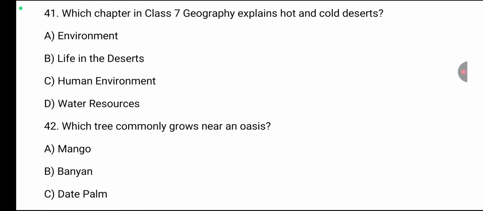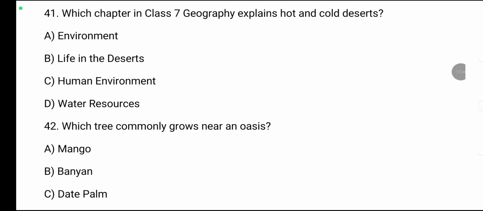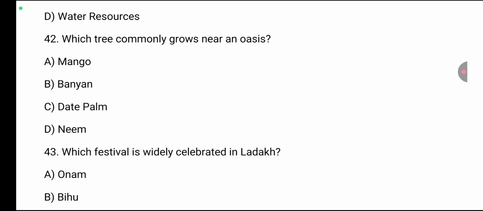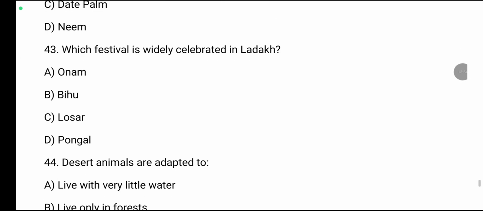Question 41. Which chapter in the class geography explains hot and cold desert? Life in the desert. Okay. Now moving on to question 42. Which tree commonly grows near oases? Mango, vanilla, date palm. I think it will be C. Date palm.